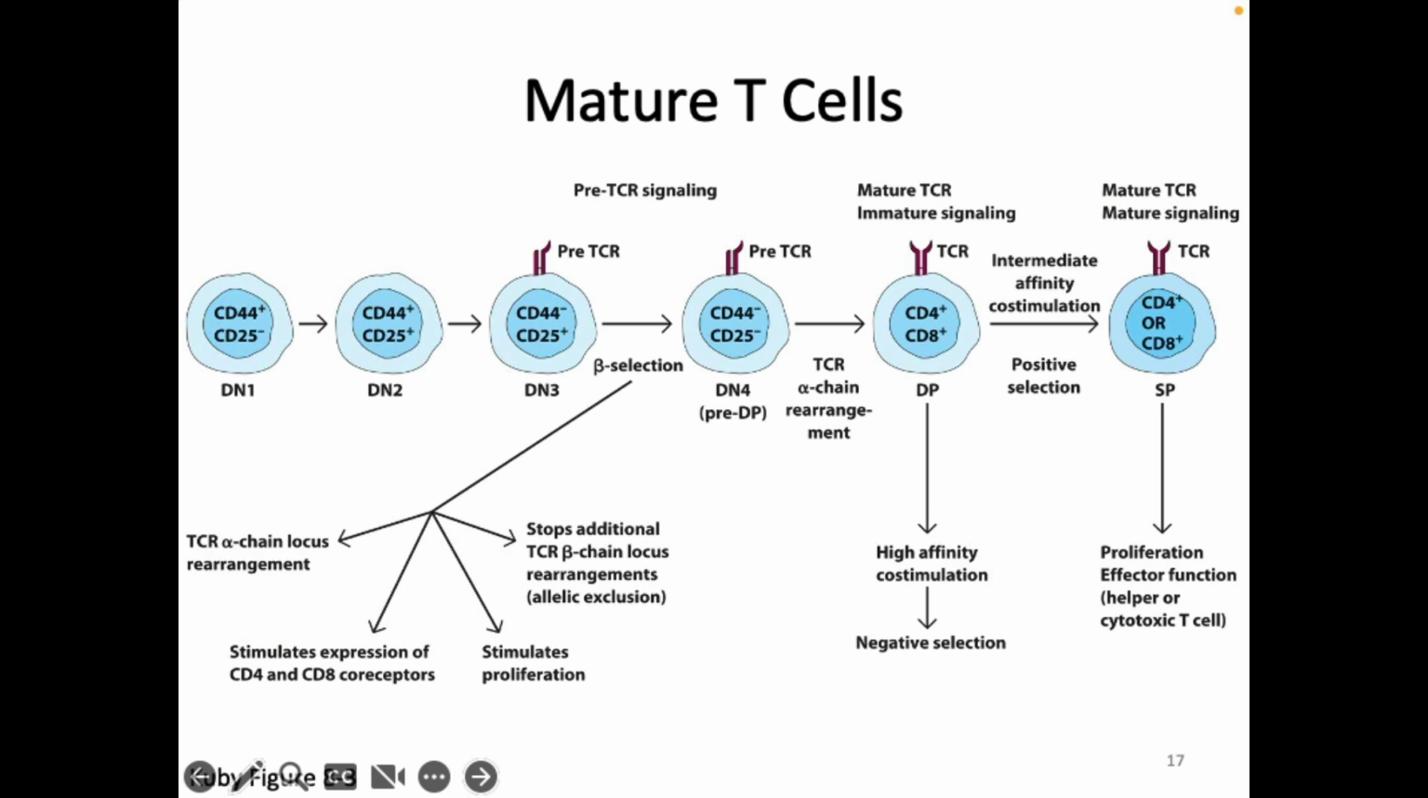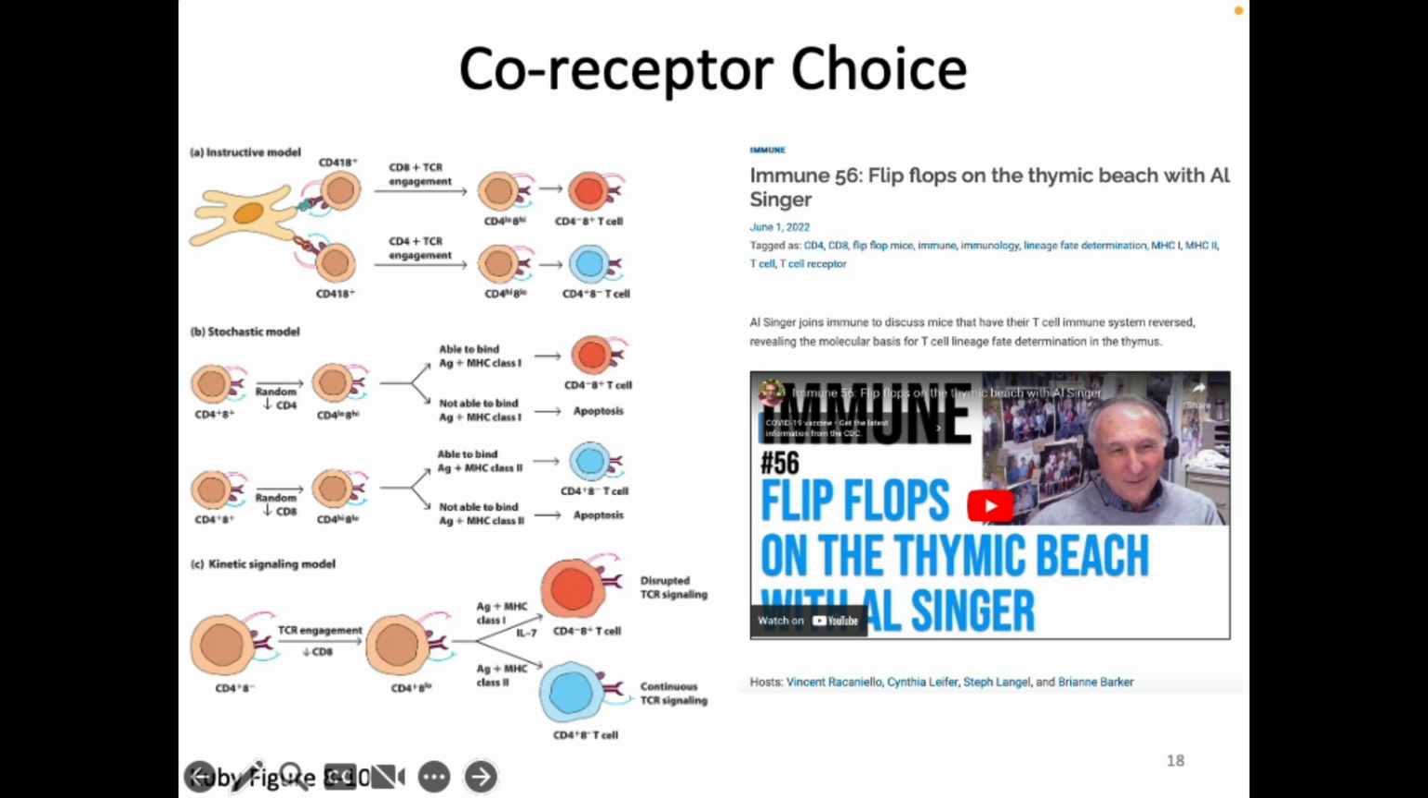There have been a lot of debates about how developing T cells make this choice of CD4 positive or CD8 positive. One idea was that somehow they could tell if they were getting better signals from class 1 or class 2, and so that would tell them, should you keep CD4 or CD8? There was some idea that it was really that the cell just guessed.